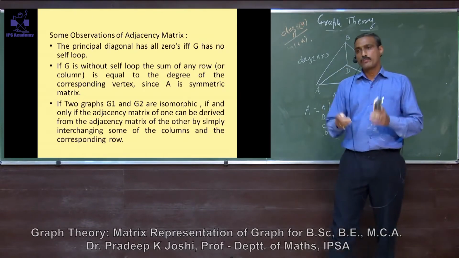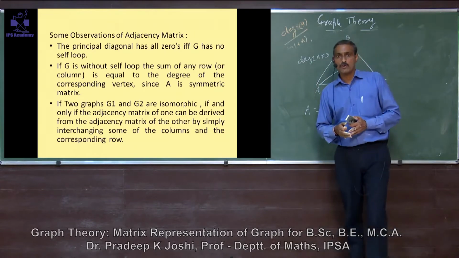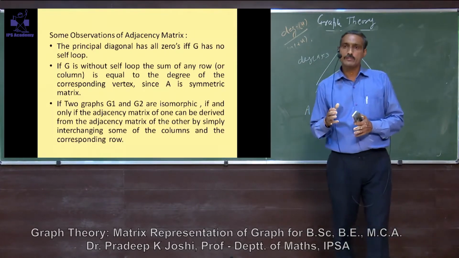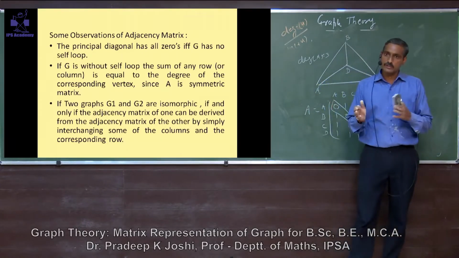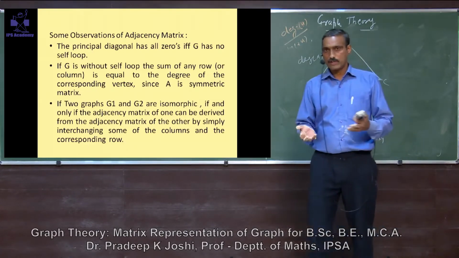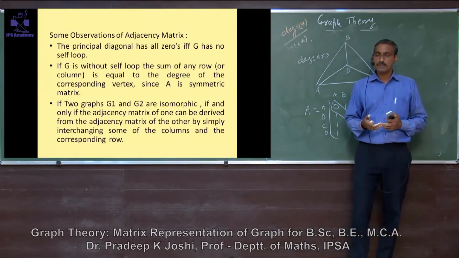That means if you have to test whether G1 and G2 are isomorphic or not, first you have to find the adjacency matrix of both the graphs, and if there are similarities between them, then we say both graphs are isomorphic. So in the next lecture we will take an example.